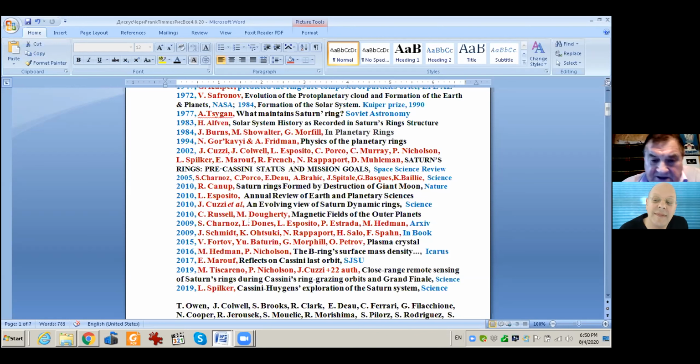And then also in 2016, Matthew Hedman and Philip Nicholson made an extremely interesting discovery about Saturn's B ring, where the particles have a small size and it looks like a fog above the lake in the morning. We applied our theory to this consideration, and it might be useful for that.